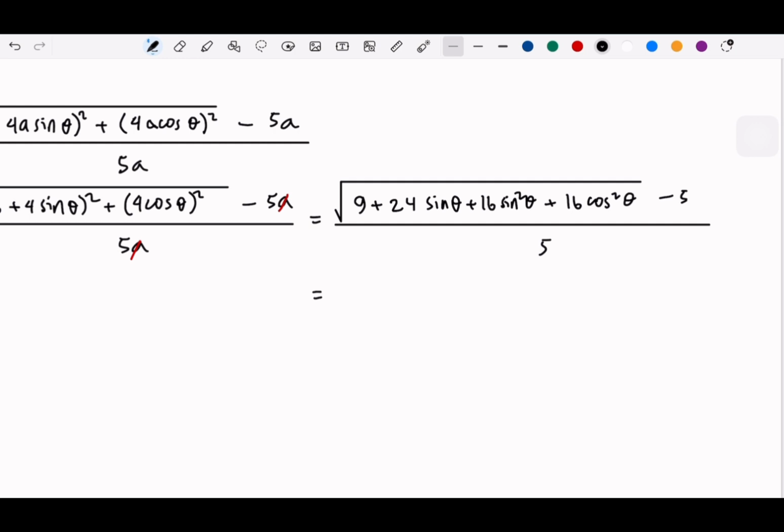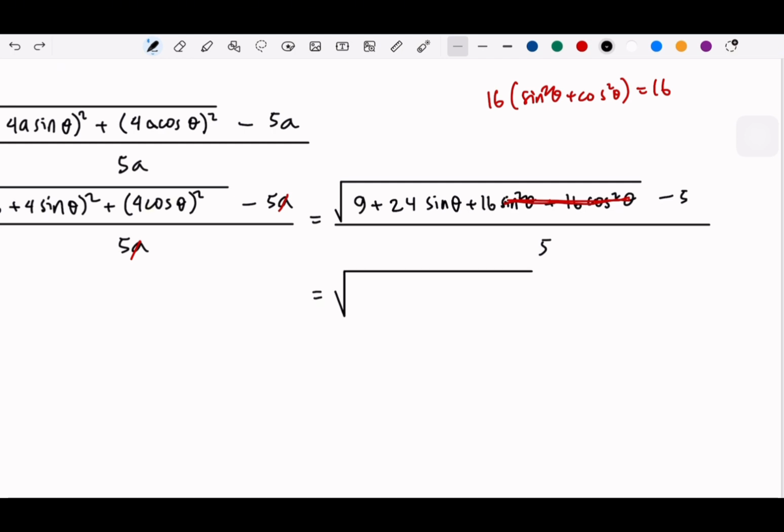And then this sine squared plus cosine squared, they are gone, right? So we can write like this, right? So this will be equal to 16. So I will just erase everything here, okay? 16 plus 9 is 25. So 25 plus 24 sine theta.